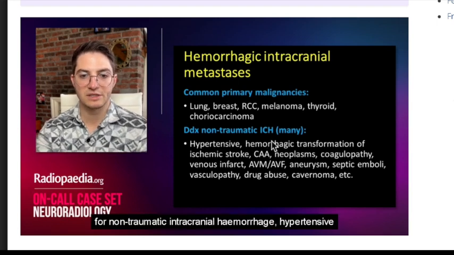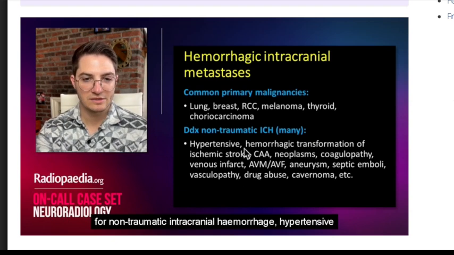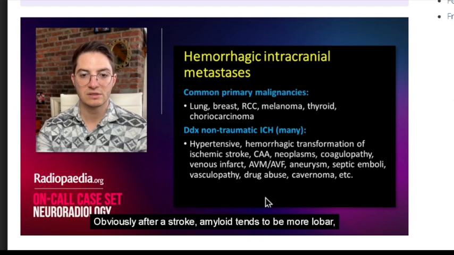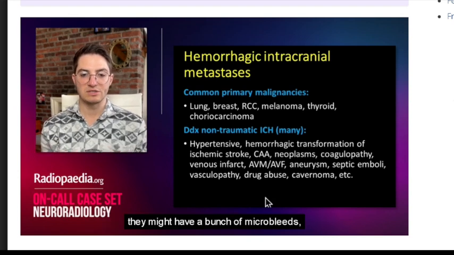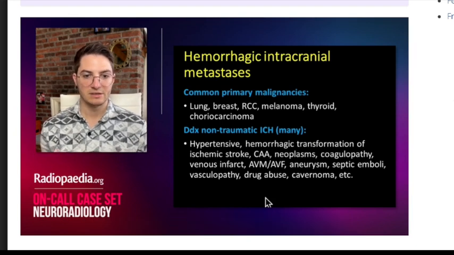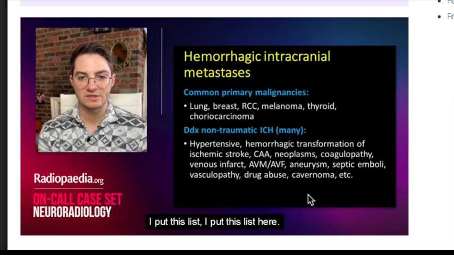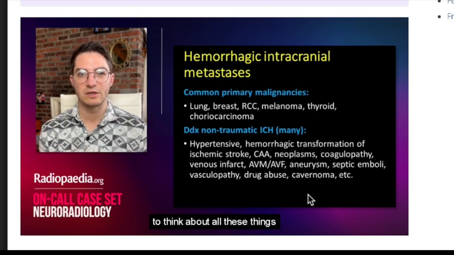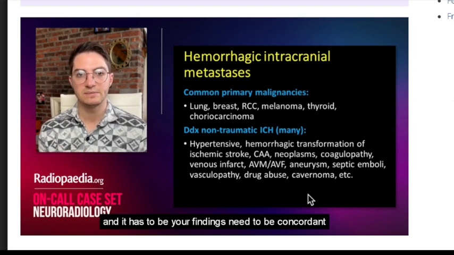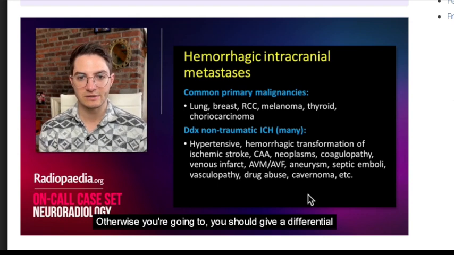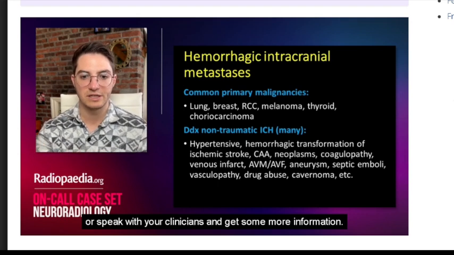There's a huge differential for non-traumatic intracranial hemorrhage: hypertensive, usually basal ganglia; hemorrhagic transformation of ischemic stroke, obviously after a stroke; amyloid tends to be more lobar, and they might have a bunch of microbleeds, older patient, dementia; neoplasia, coagulopathy, septic emboli. I put this list here, one, for your reference, and two, to realize that when you see a bleed, you have to think about all these things, and your findings need to be concordant with the clinical picture as well. So the age needs to be right, the location, things like that. Otherwise, you should give a differential or speak with your clinicians and get some more information.